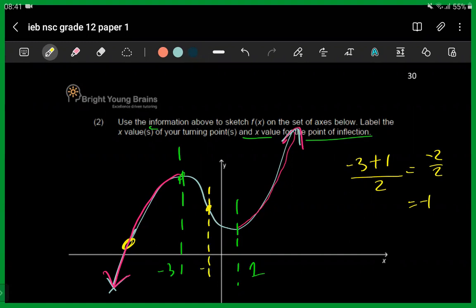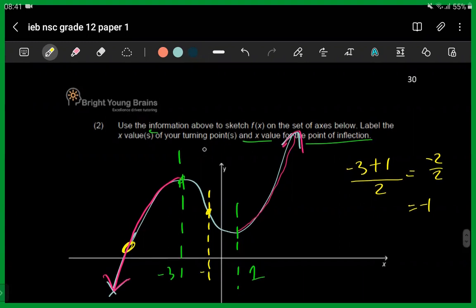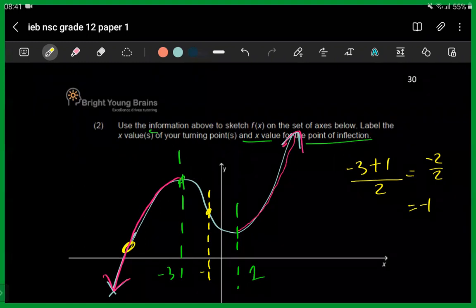So that's quite straightforward. They just want us to get that. They said we should label the x values of the turning points. We did. And then the x value of the point of inflection. We did. And then we should just draw the sketch. We did. You see, so you're going to get your 5 marks here without worrying about adding any unnecessary piece of information. As long as you show your negative 3 there, your positive 1, and all those other things, you're good.